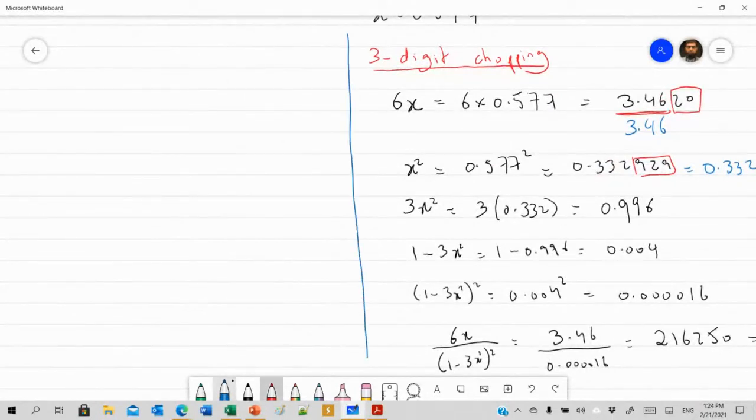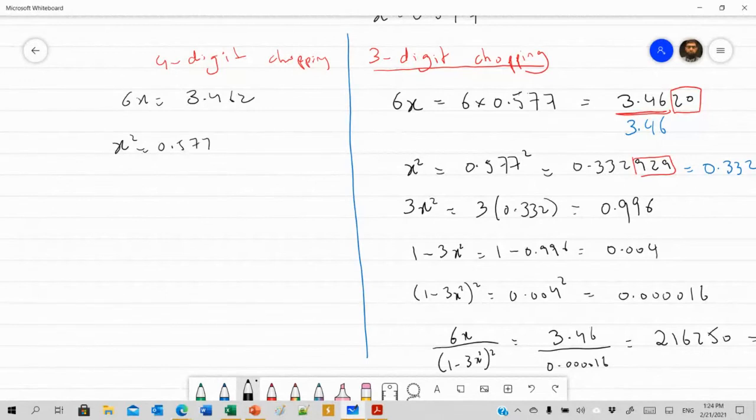I'll put it here so that I can see the calculations we have done before. So 6x is 6 multiplied by 0.577, which is 3.462. So we take all the 4 digit values. X square is 0.577 square, which was 0.332929. So we took it before as 0.332. Now we add one more digit. 3 times x square will be 3 multiplied by 0.3329. It becomes 0.9987.